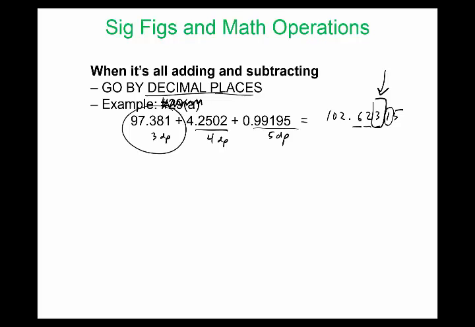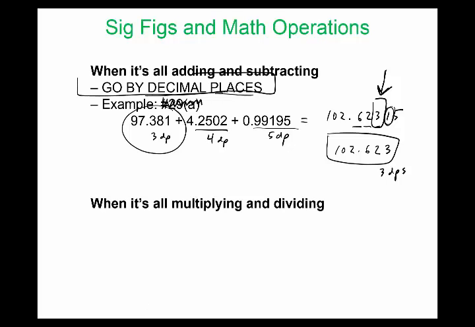If it's 5 or more, then you round this number up. This is less than 5, so this number stays the same. So your answer for this would be 102.632, actually 3 decimal places. Okay, so you're using decimal places if you're adding and subtracting. If you're multiplying and dividing, you're going by SigFigs.